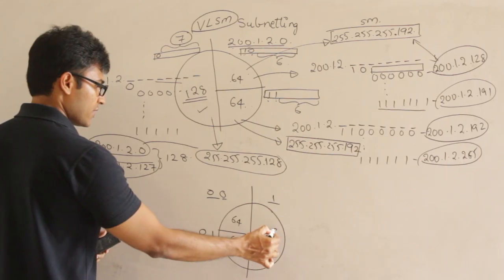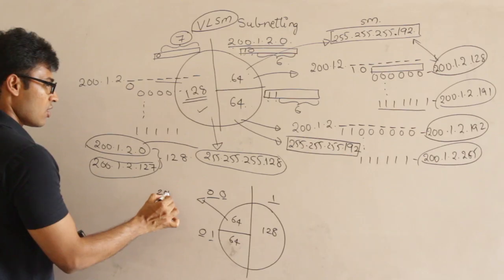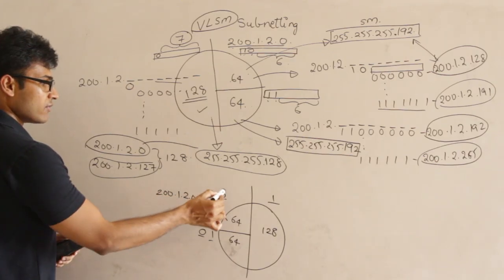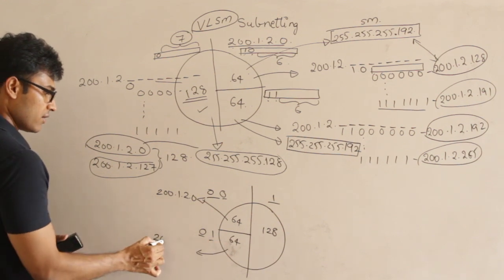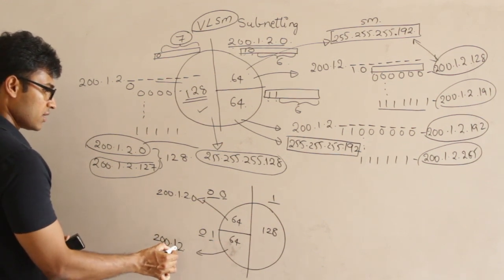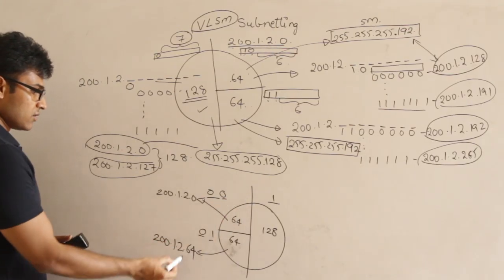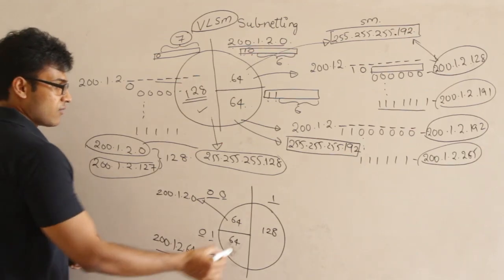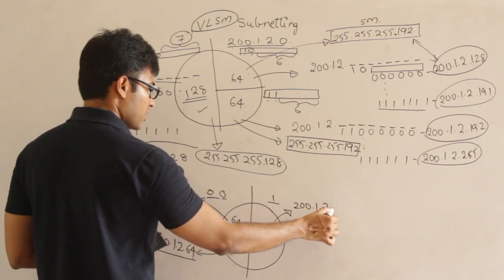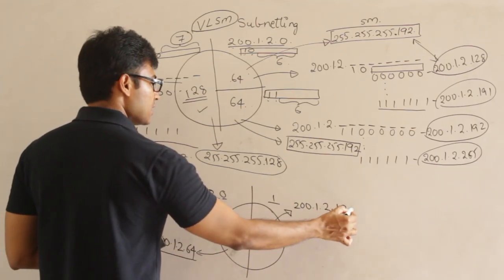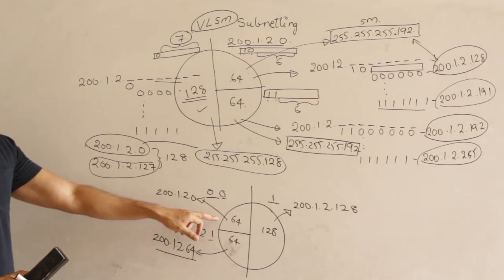And what is the size of this? 128. Now what is the network ID of this? 200.1.2.0 only. Why? 00 followed by all zeros. What is the network ID of this? 200.1.2.64. Why? Because 10 followed by 6 zeros, that is the first IP address. And what about the network ID of this? 200.1.2.128. Okay. And now what about the subnet mask?